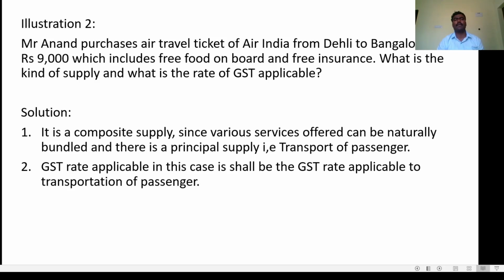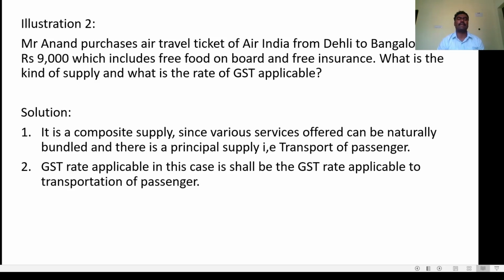Along with that, Air India has offered free food and free insurance. So we know that even services offered free of cost are taxable under GST. Now we have to identify whether it is a composite supply or a mixed supply.